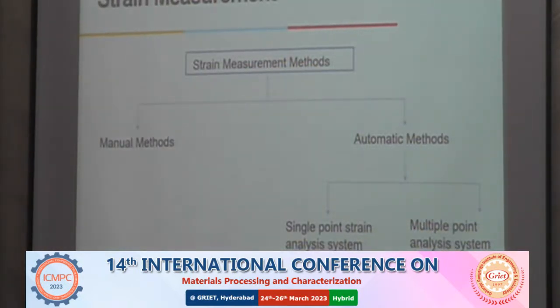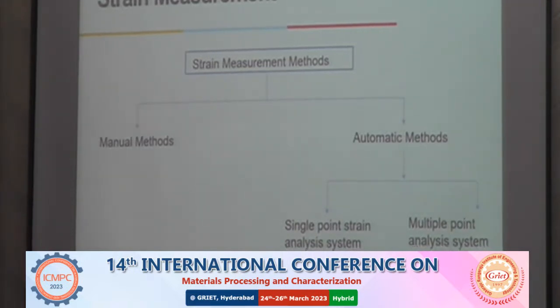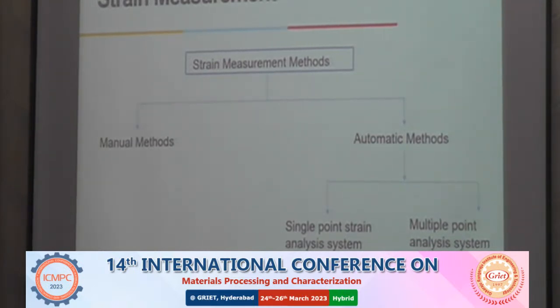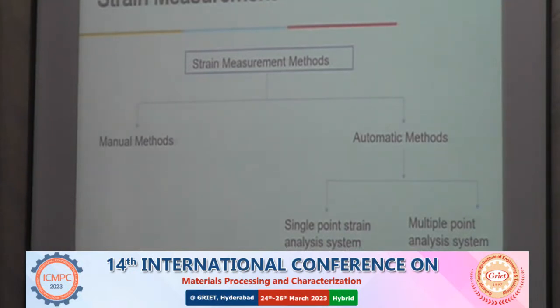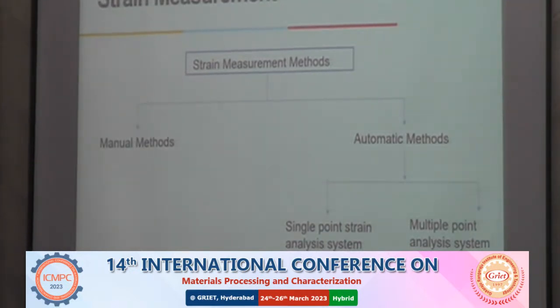Now in order to measure this strain, there are two methods. You can measure by using manual methods or you can use automatic methods. Again, in automatic methods, we have single point strain analysis and multi-point strain analysis. Single point strain analysis means we are going to measure each grid one by one. In multi-point strain analysis, the images of all the grids will be captured at a time and it will give the distribution of strain over the formed component.